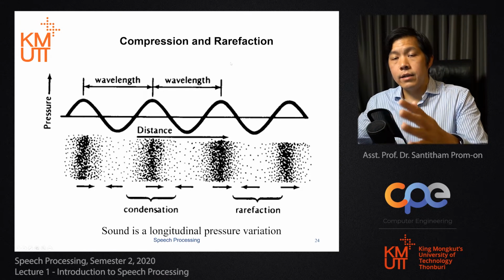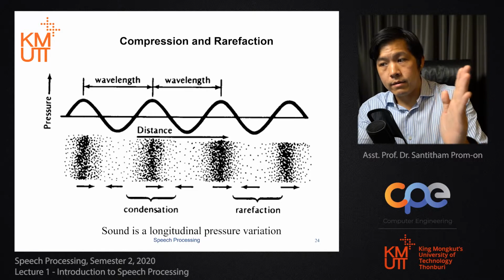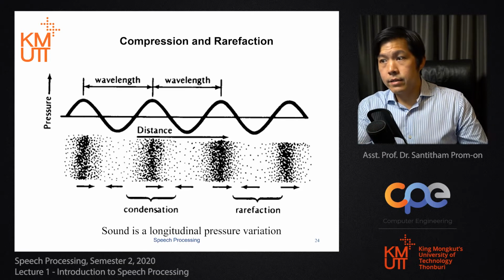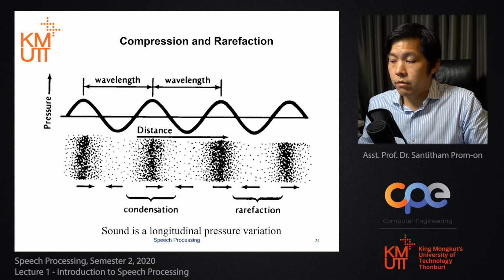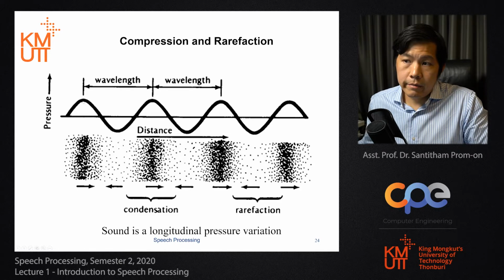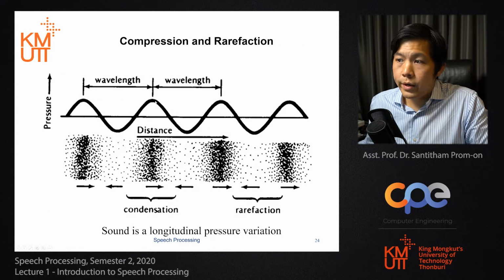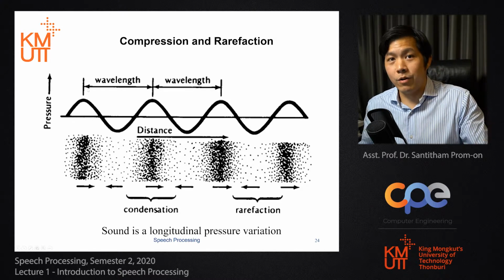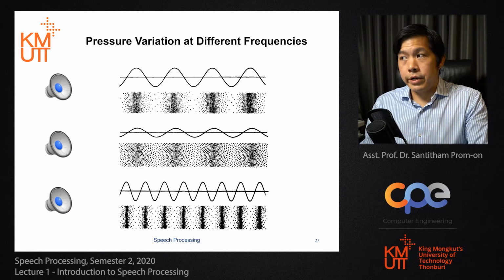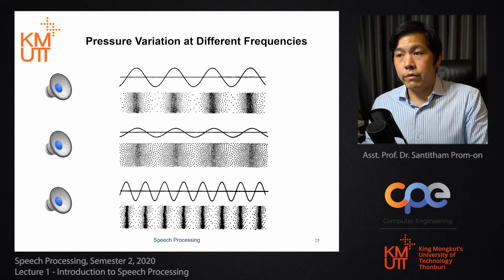These are like the molecules of air being squeezed together and then expanding, and then squeezing and expanding. This is the process of the longitudinal pressure variation, and the peak of the condensation of the molecules generates something like high pressure in the air. The measurement from one point to another point, we call the period or the wavelength. You may have learned this in physics. So pressure variation at different frequencies will generate different types of sounds.